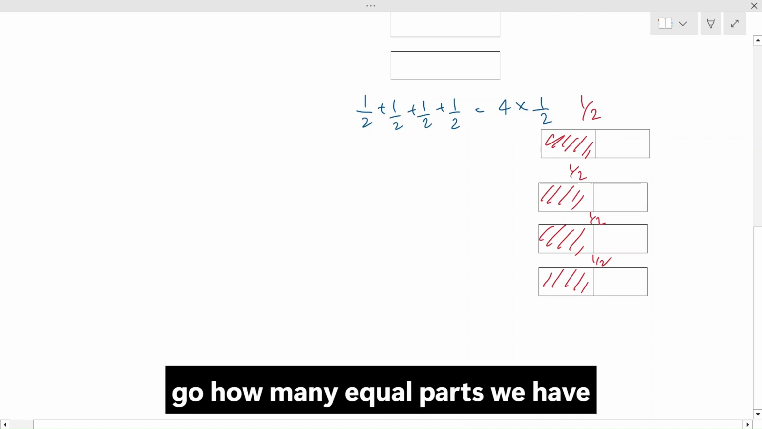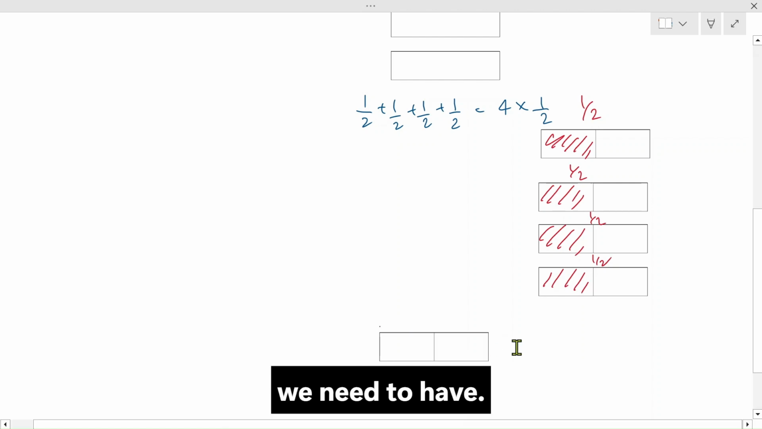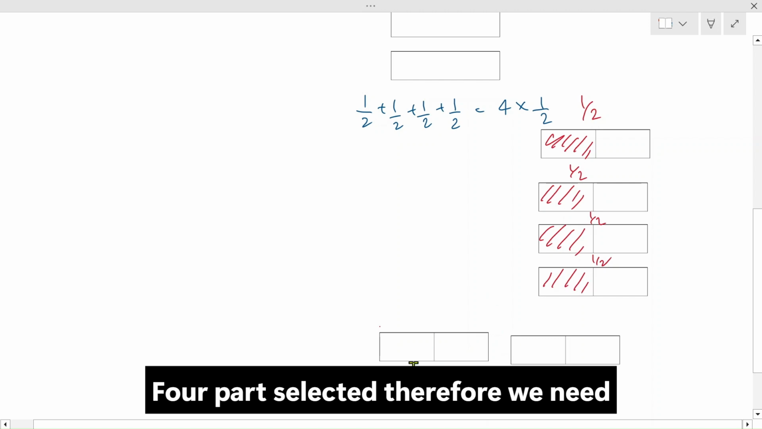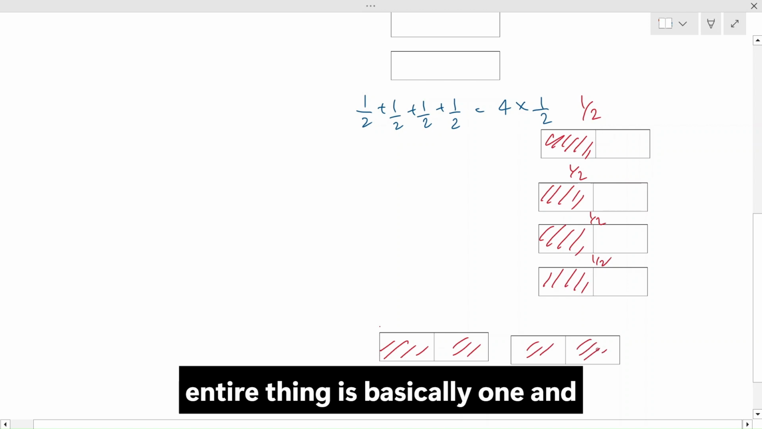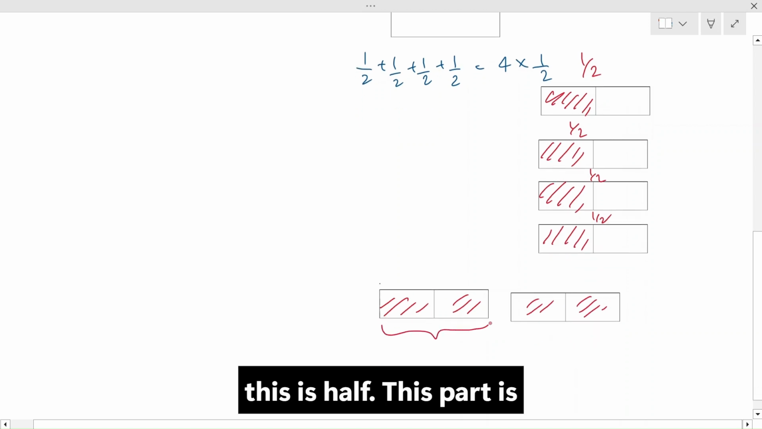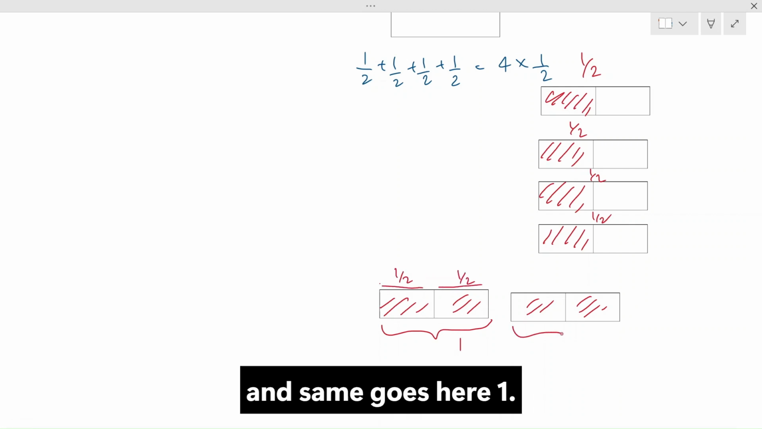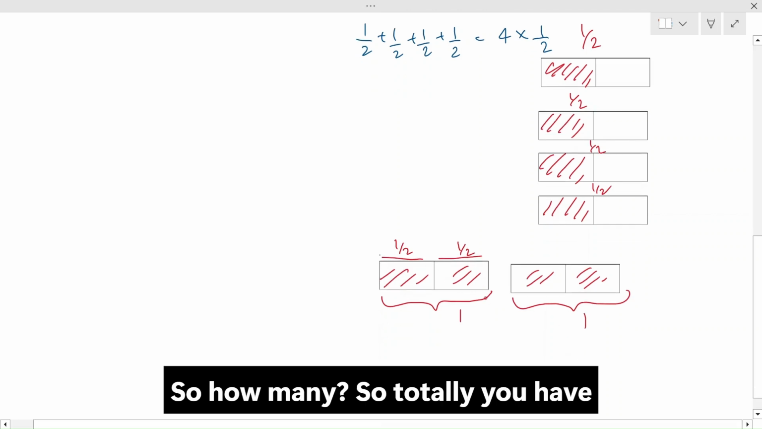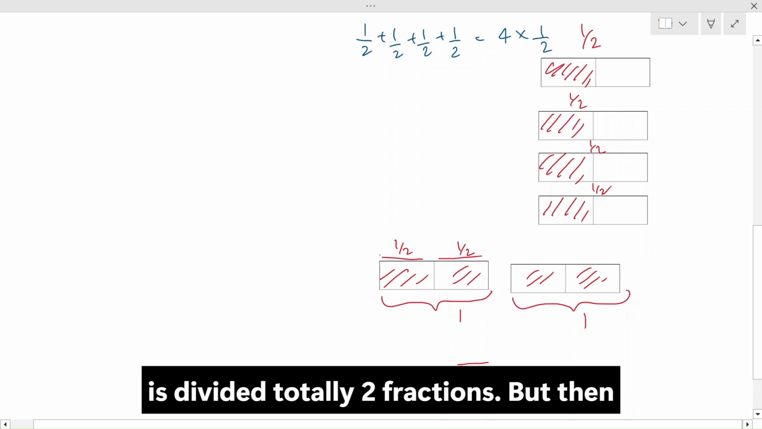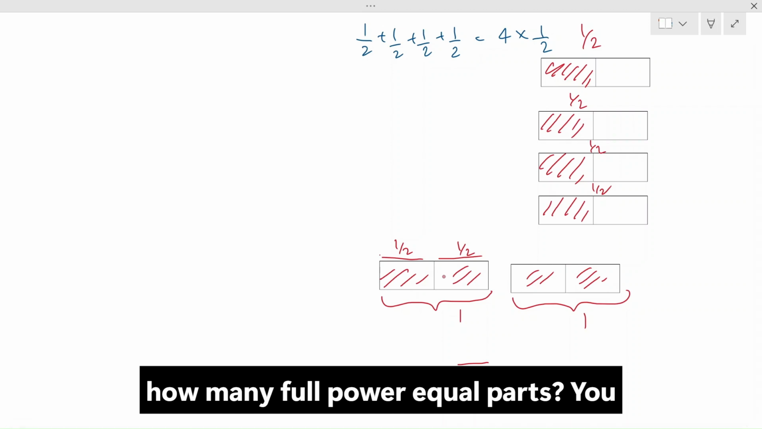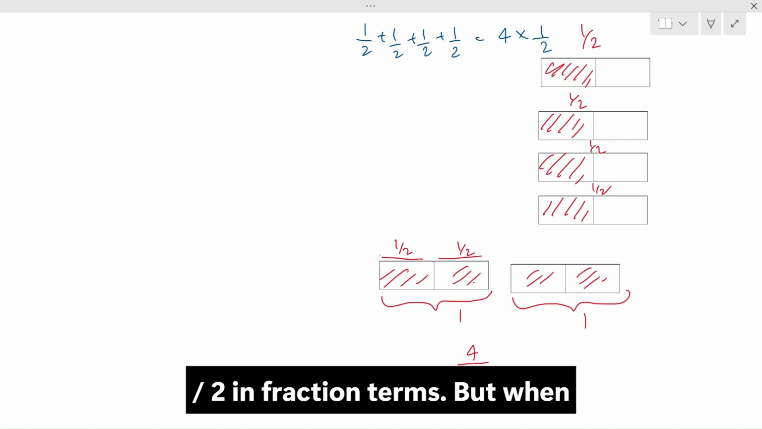Now let's count how many equal parts we have selected. 1, 2, 3, 4. So we have 4 parts selected. This entire thing is 1, and this part is half, and this part is half, and the same goes here. Altogether you have only divided by 2, because one whole is divided into only two equal parts. But how many equal parts have you taken? 1, 2, 3, 4. So this is 4 divided by 2 in fraction terms.